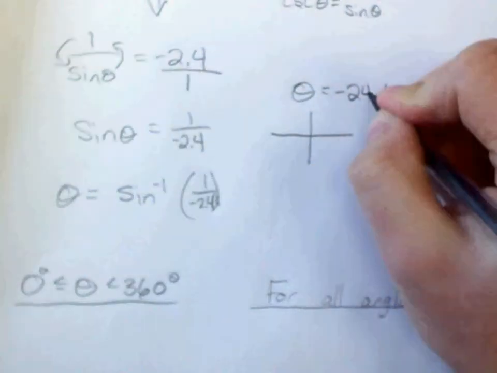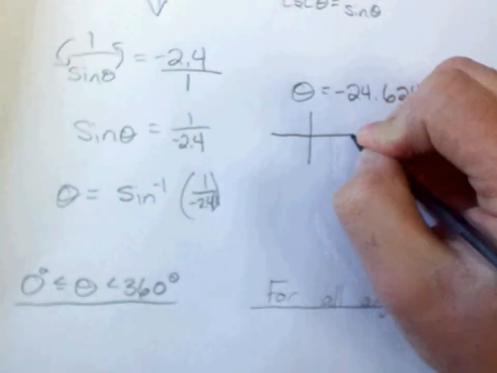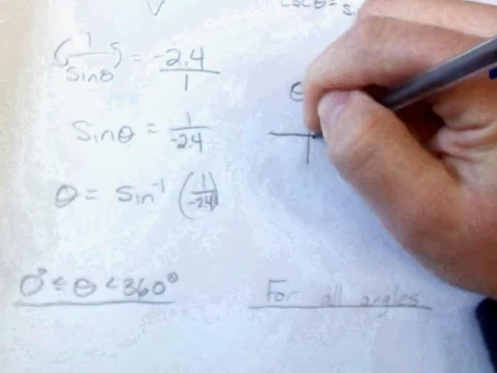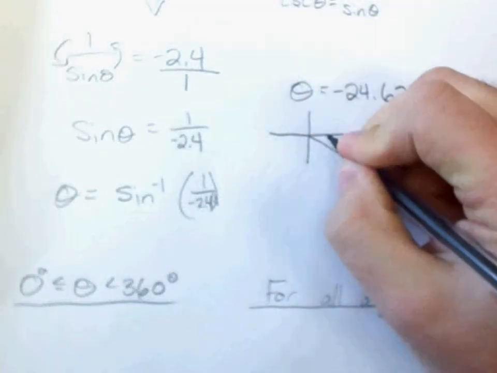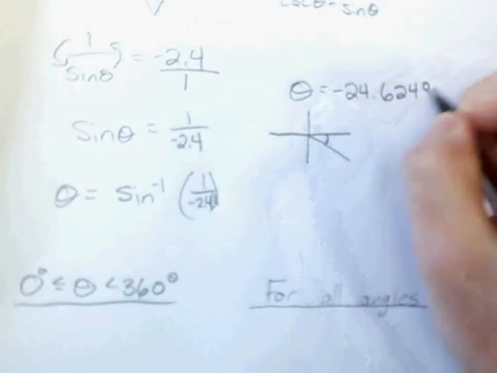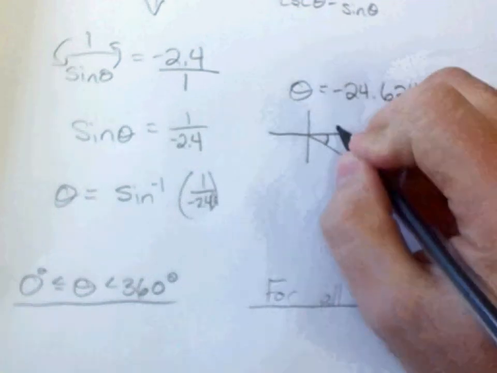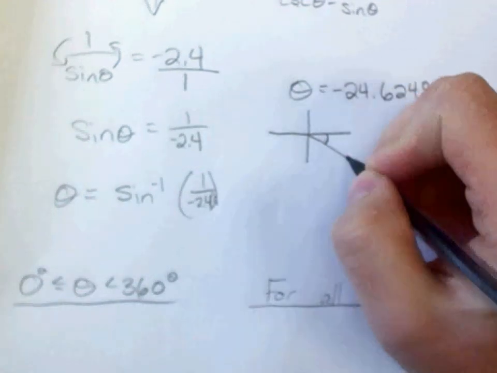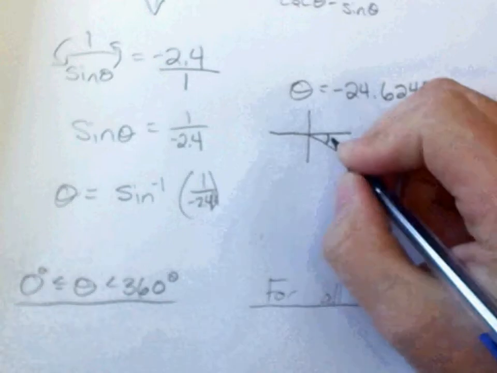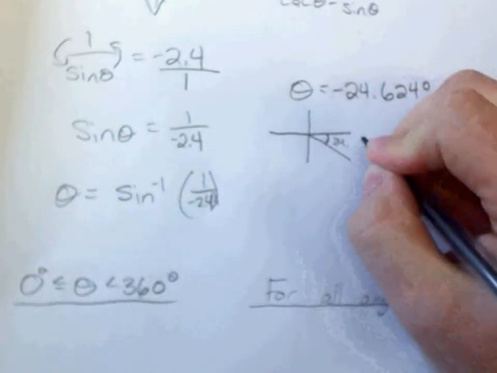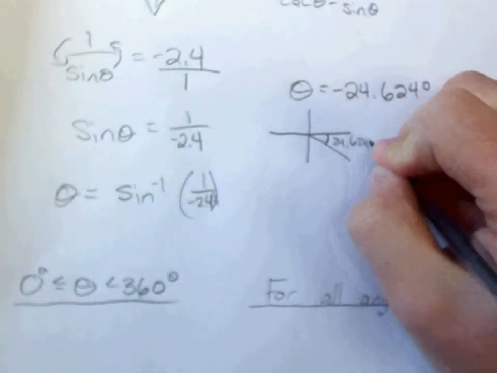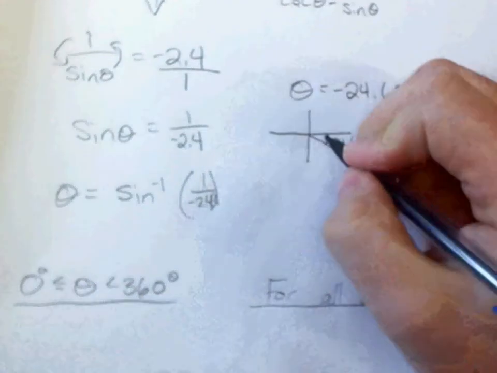Negative angles, remember, just mean you go clockwise instead of counterclockwise, so we're in quadrant 4. And I'm just going to go ahead and take the absolute value of this. The negative just tells me the direction. I don't care if it's positive or negative when I'm measuring it. So this is a 24.624 degree angle. Of course, it's measured in the wrong direction.